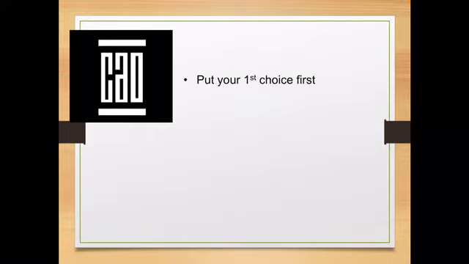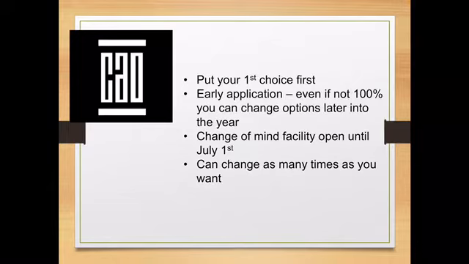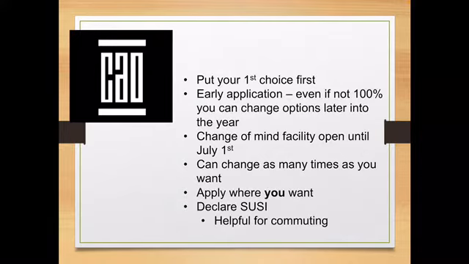So remember, put in your first choice. Apply early. Even if you're not 100% sure, you can always change your mind later on. We would ideally like to have all our students apply to CAO by the end of December. The change of mind facility is open until the 1st of July, and we can change our mind as many times as we want. And remember, just apply where you want to go.